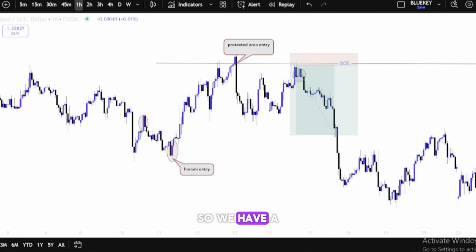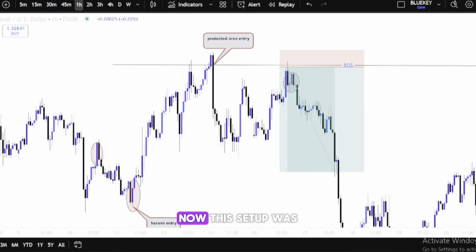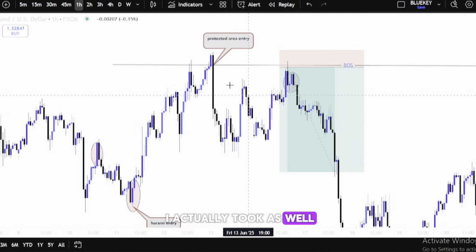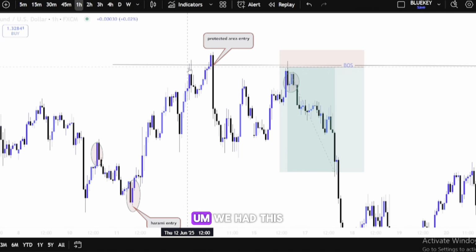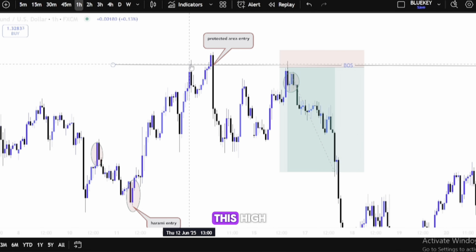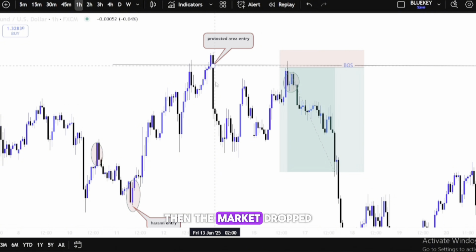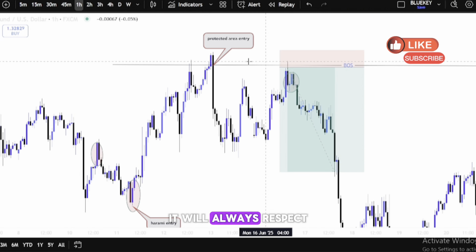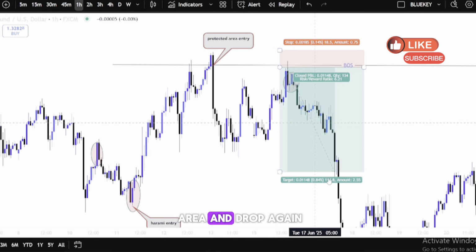Let's see right here. So we have a protected area entry, a beautiful one. Now this setup was a setup I actually took as well. Now you can see right here, we had this nice push to the upside after closing above this high, taking out the liquidity above here, then the market drops. Now, this is a very typical example of those kind of long engulfing candles that you may not be able to take immediately, right? So if you miss out on this, just wait, because this area is now a protected area. This high is a protected high because it swept liquidity and it broke structure twice, right? It broke structure here and here. So obviously when the market comes back, it will always respect it as a protected area and drop again.